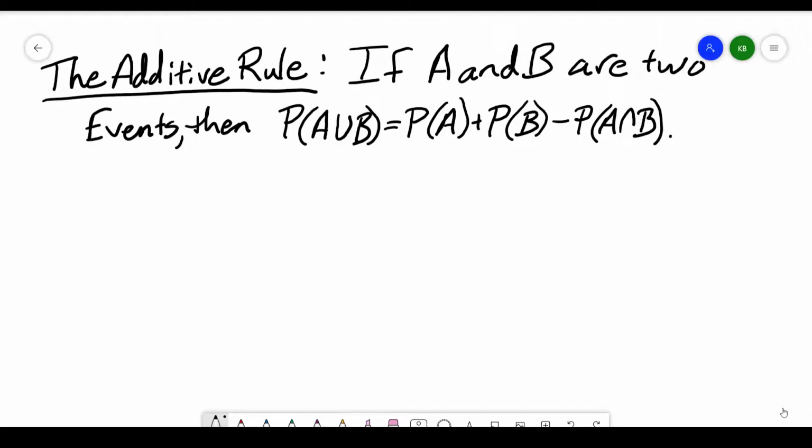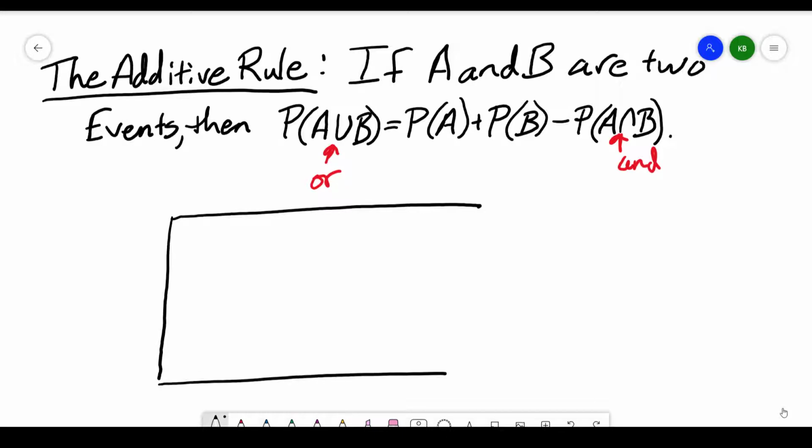The additive rule in probability says that if A and B are 2 events, then the probability of A union B equals the probability of A plus the probability of B minus the probability of A intersect B. Now remember, union we read as the word "or", and the intersection we read as the word "and". So let's take a look at why this rule is the way it is by taking a look at a Venn diagram.